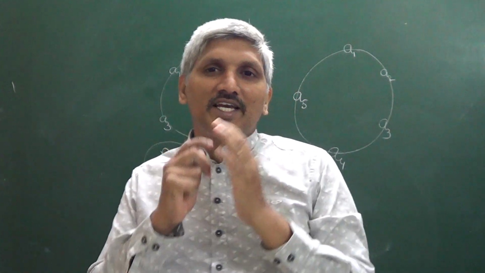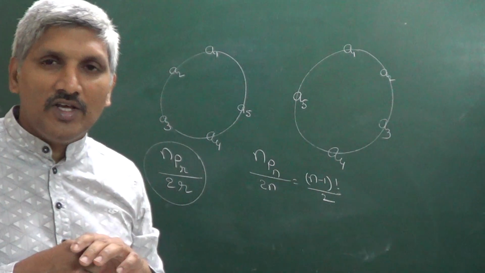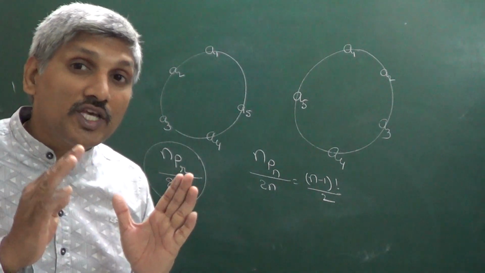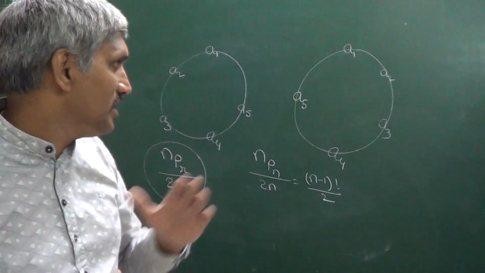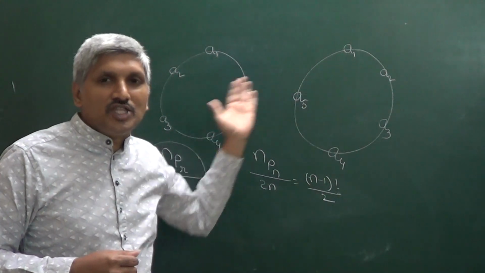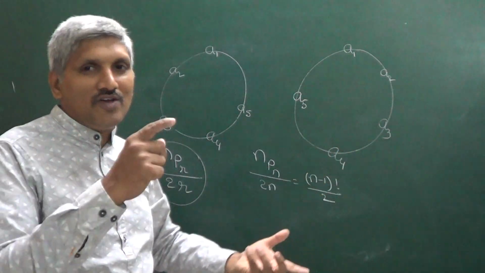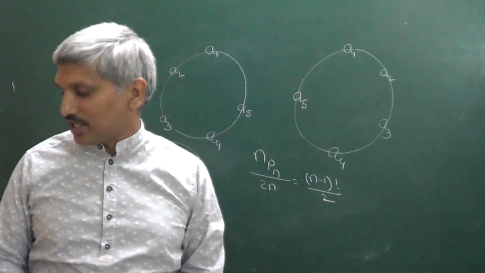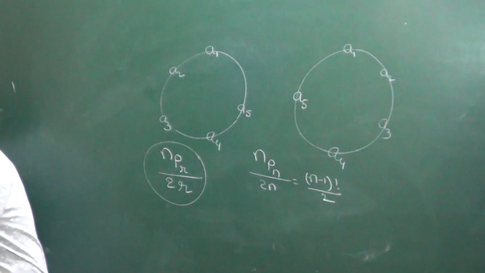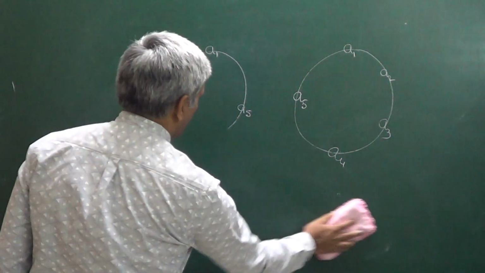Number of sitting arrangements for a dinner such that they don't have same neighbors in each arrangement. Either in this case and in this case they have the same neighbors. So in that case also we have to divide with 2. So that is about the discussion regarding circular permutation.